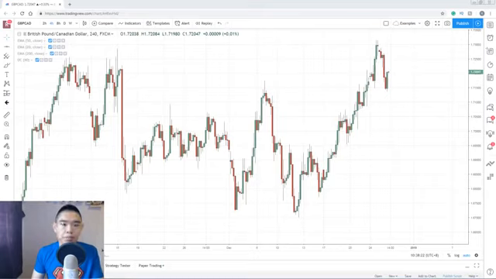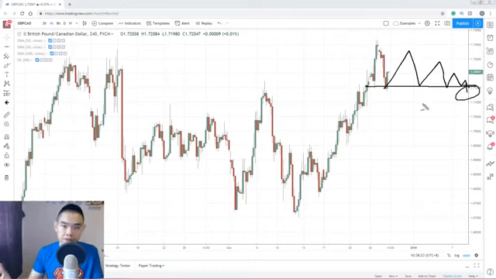Another variation could be the market simply makes somewhat of a lower high into support like this, and then it breaks down, right? That could be another variation of the price action weakness in the market. So this is what I mean by identifying trend reversal.